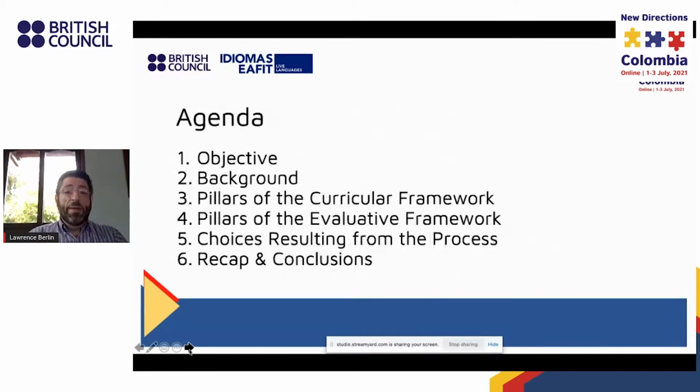So I'll just jump ahead and give you a brief overview of what the agenda is for the presentation. We'll present an objective for this particular presentation today, a little bit of the background that will give you some context for how we arrived at this particular moment, presenting a little bit of the pillars of the curricular framework, which I'm sure you're all familiar with, so I won't go into too much detail there and bore you. We'll then move on to the pillars of the evaluative framework as we have elaborated it related to the curricular change, and then just talk a little bit about some of the choices that we made which emerged during the process of the curricular renovation, and then I'll give you a brief recap and some conclusions.